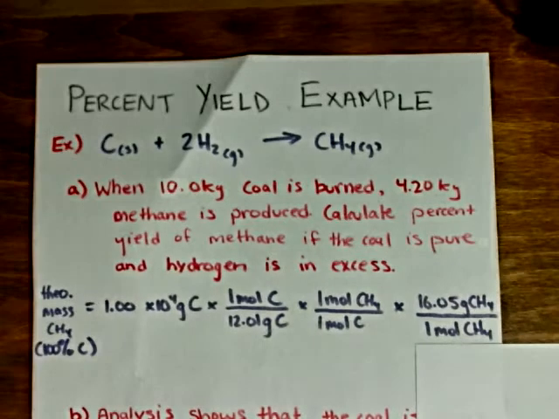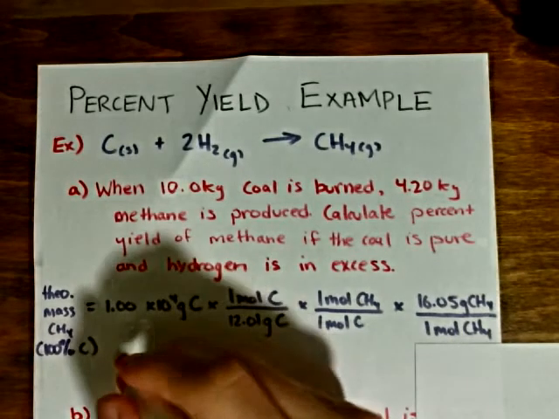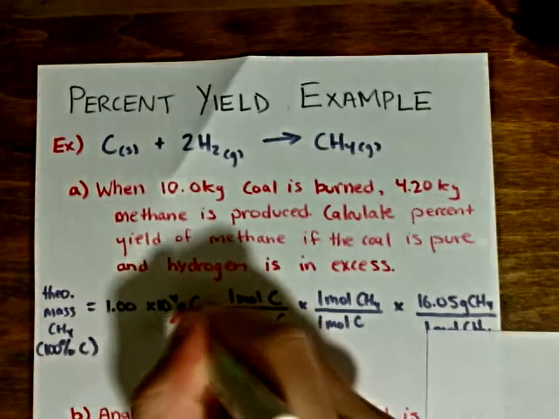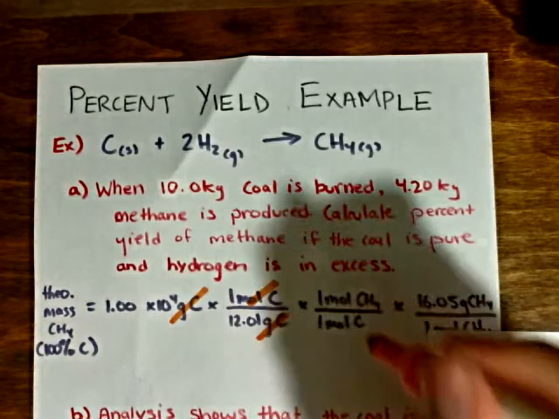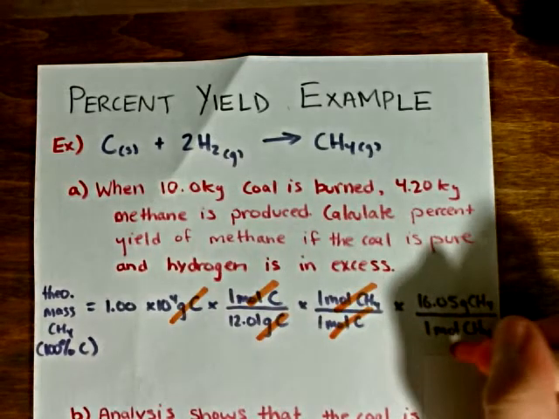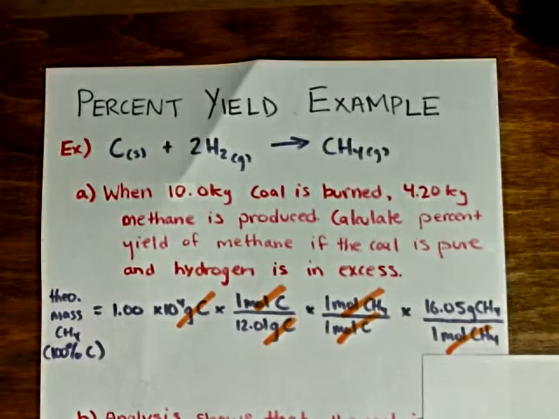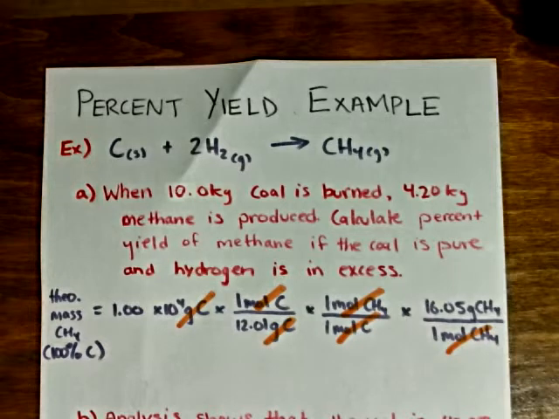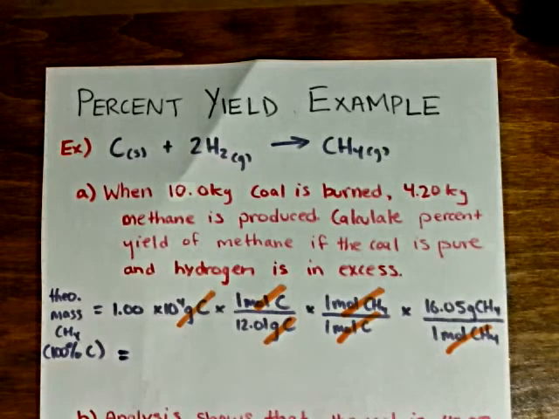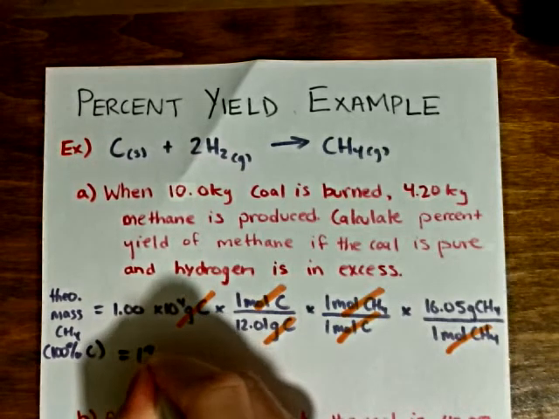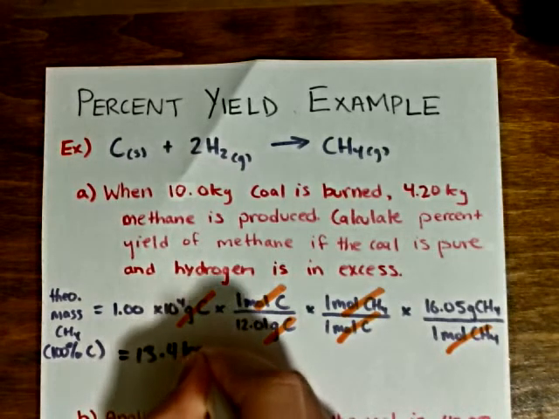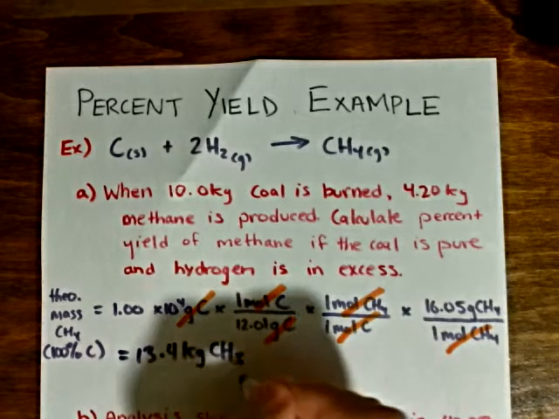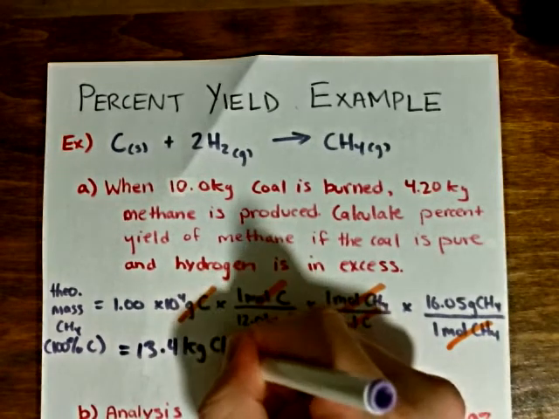And you can see that this is very useful, because by using our unit analysis, we end up with the desired unit, mass of methane. And if we do the calculation, we end up with 13.4 kilograms of methane produced.